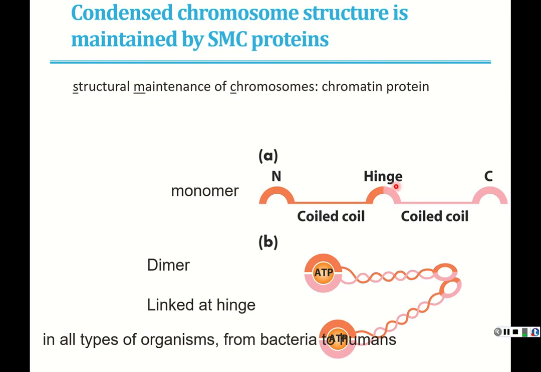And they have a basic structure shown here, a cartoon picture, where you have a hinge region and then the N-terminal and C-terminal. These straight pieces here are referred to as coiled coils. So this would be a monomer. When it is to be active, it links with another copy and makes a dimer. These are found in all organisms, from bacteria to humans.